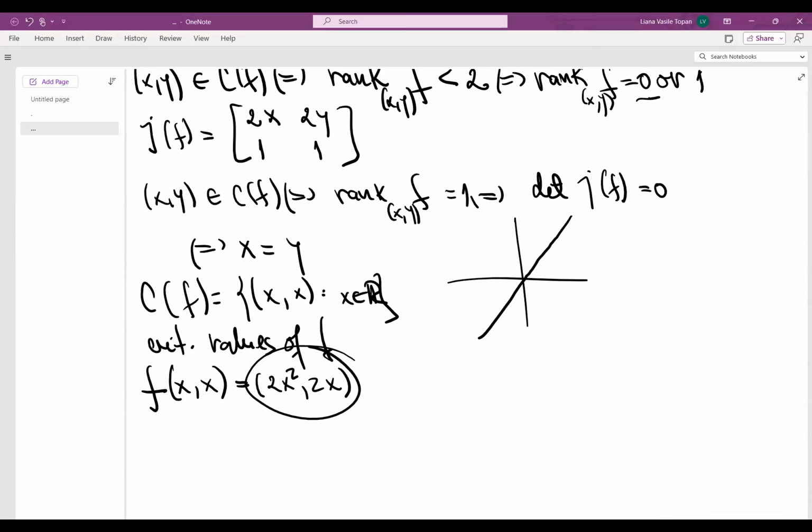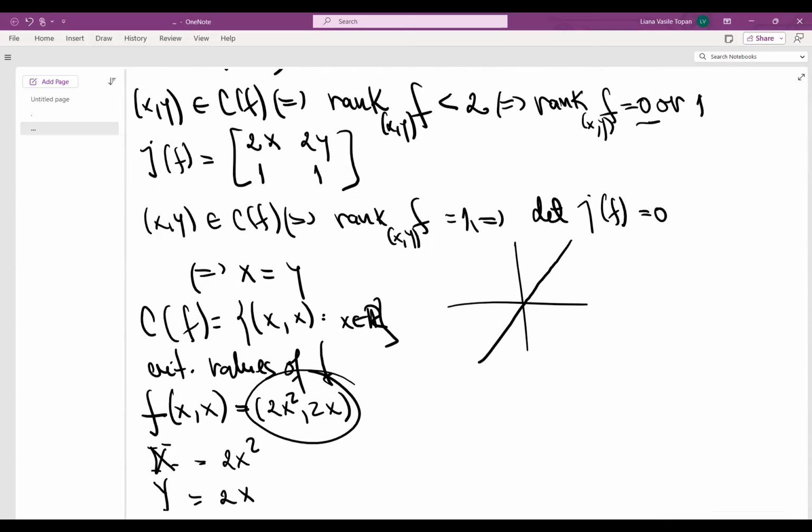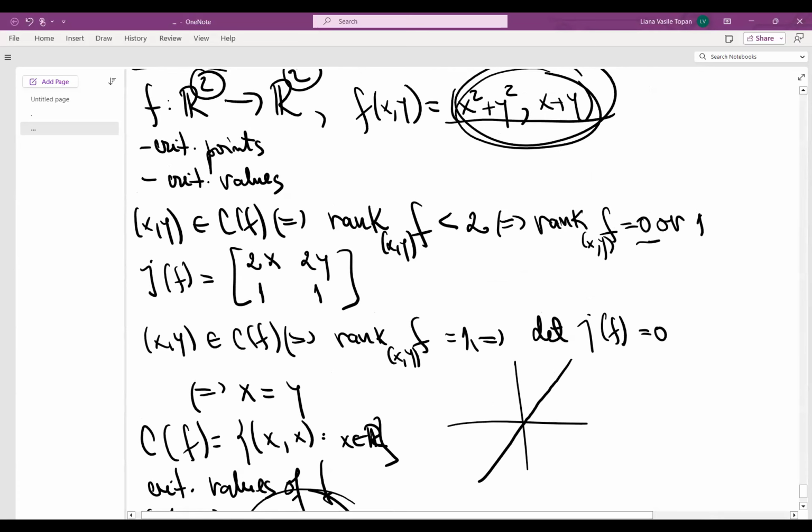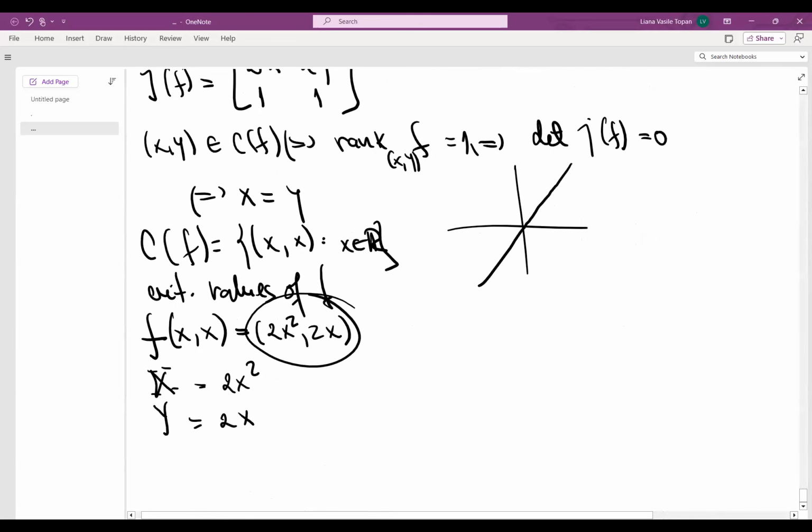verify this equation. The first coordinate, I'm going to call it capital X. This is 2x squared, and the capital Y is 2x. So every point having this kind of coordinates will be a critical value. The values are not real numbers here, because the function is defined onto R squared. So what is this? If you take small x, x is Y over 2. So you plug it here. The capital X is 2 times Y squared over 2, and this will be a parabola.